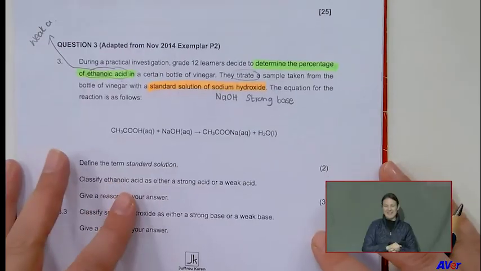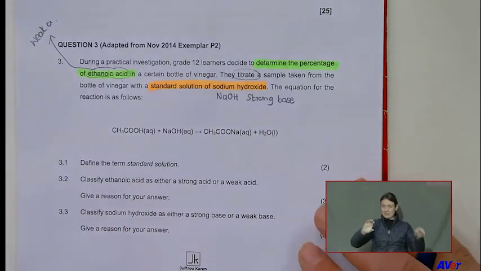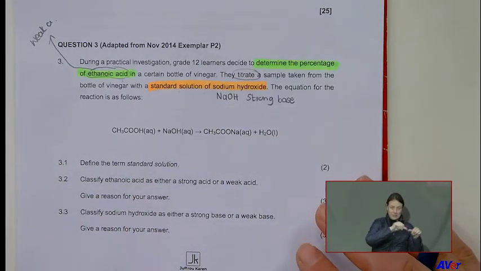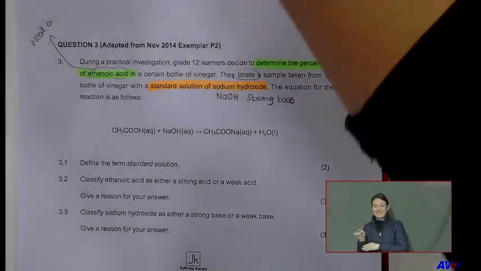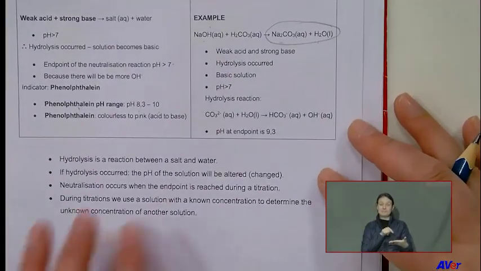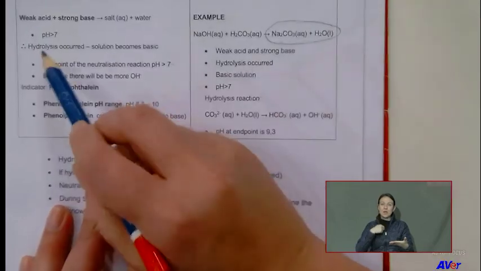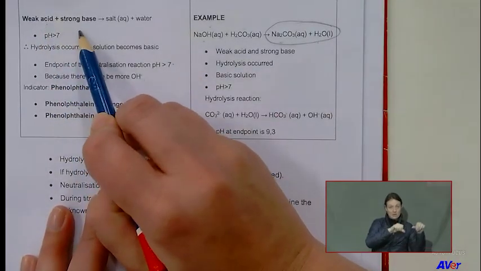Now, ethanoic acid, what is special about ethanoic acid? You need to know it is a weak acid. So immediately you know this is a titration between a weak acid and a strong base. So if we go to our notes, these notes, we have a weak acid and a strong base.